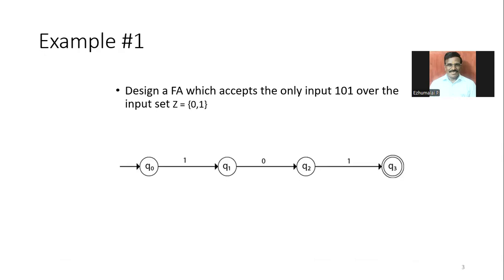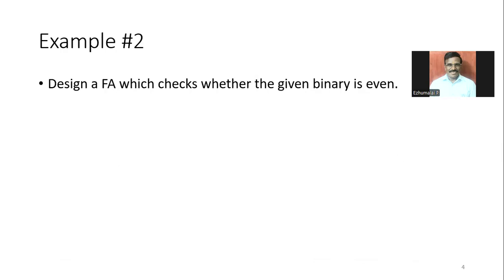This is the finite automata accepting the input 1, 0, 1. It starts from the Q0 state. We are giving input 1, it goes to Q1. Again, we are giving input 0, it goes from Q1 to Q2. For the input 1, Q2 goes to Q3. So starting is Q0 and ending is Q3 with the input of 1, 0, 1. So we consider this input is accepted by the finite automata. The input set is 0, 1 only.